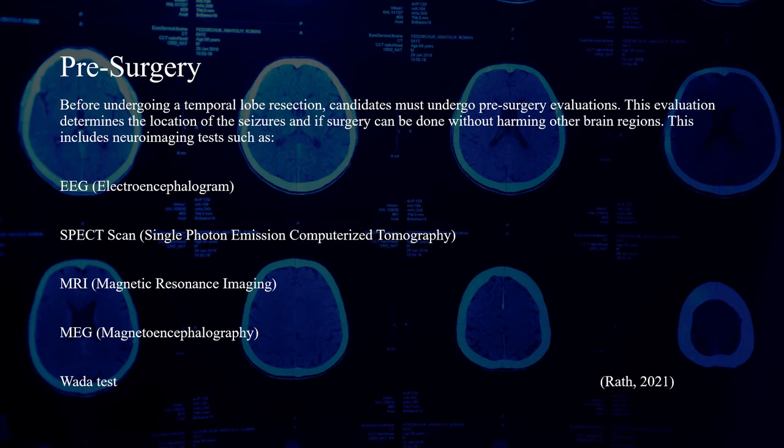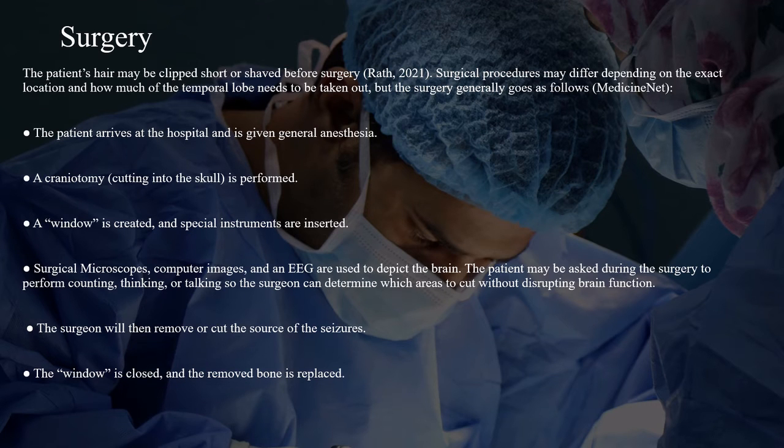Before undergoing a temporal lobe resection, candidates must undergo pre-surgery evaluations. This evaluation determines the location of the seizures and if surgery can be done without harming other brain regions. This includes neuroimaging tests such as EEG, SPECT scan, MRI, MEG, or WADA test. The patient's hair may be clipped short or shaved before surgery.